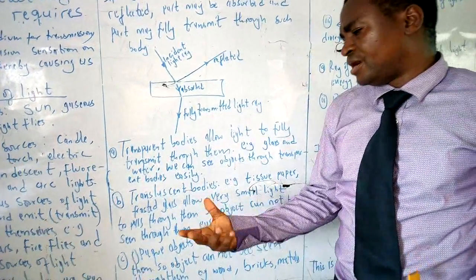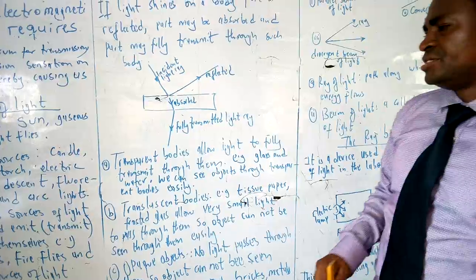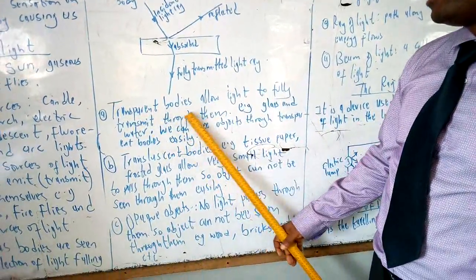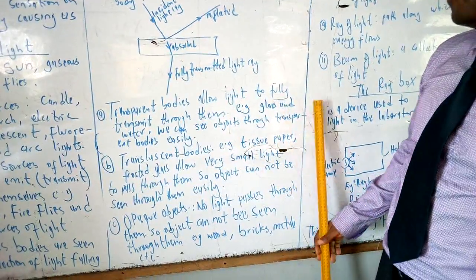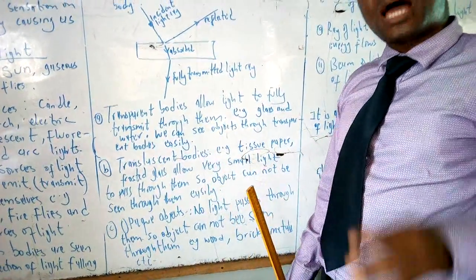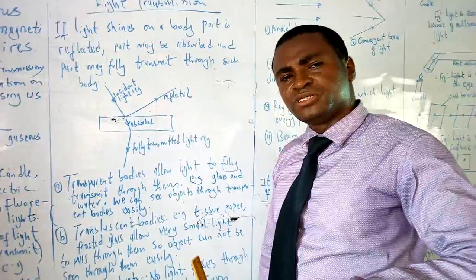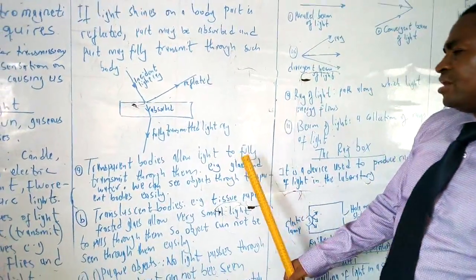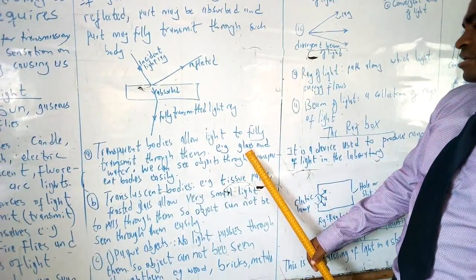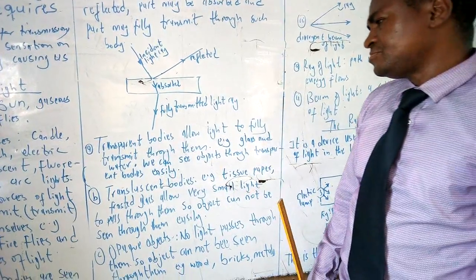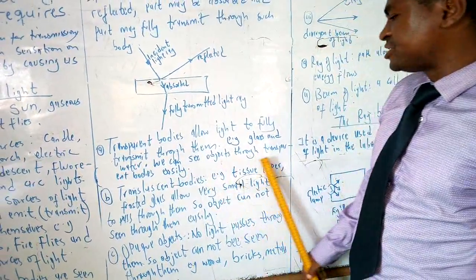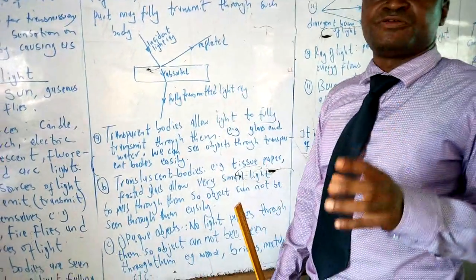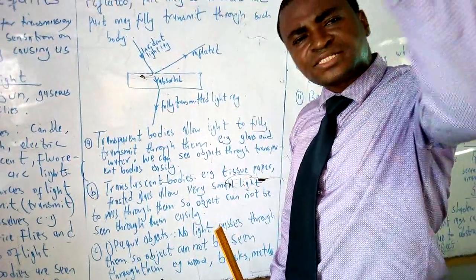Now we have three categories of bodies that may receive light. The first one are called transparent bodies. Transparent bodies allow light to fully transmit through them. That means when light falls on a transparent body, the light will pass fully through that body. Examples of transparent bodies: glass, water, and so on. We can see objects through transparent bodies easily. So, for instance, if a body is transparent, you can see objects on the other side of that body easily.